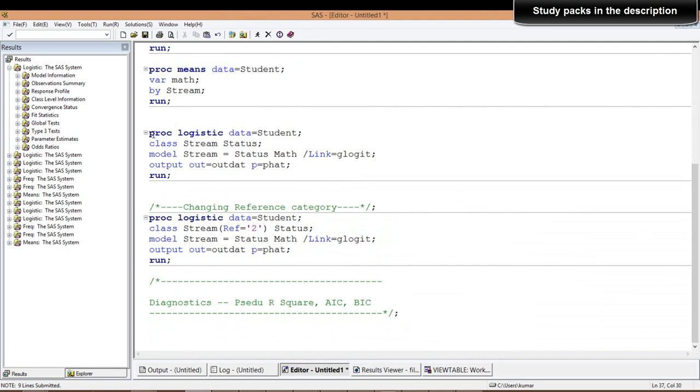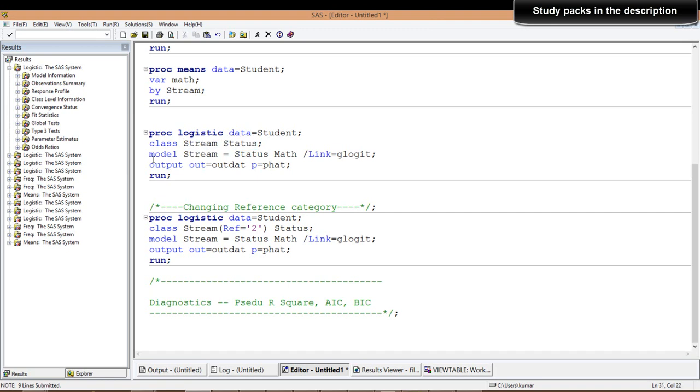We'll use proc logistic to do the multinomial logistic regression. The syntax for multinomial logistic regression is very similar to what you have done in the normal logistic regression. We'll use proc logistic, then data equals the dataset student. In the class statement, we need to provide the class variables involved here. There are two class variables. A class variable is nothing but a categorical variable. We've got two: one, the dependent variable, and the other, an independent variable. So stream is the one and status is the other.